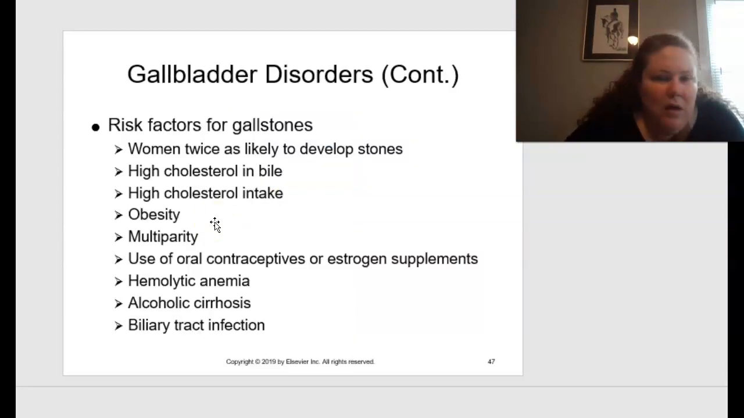Continuing on with gallbladder disorders, the risk factors for gallstones are: women are twice as likely to develop stones. You have high cholesterol content in the bile because you have a high cholesterol intake. These can also be caused by obesity, multiparity, use of oral contraceptives or estrogen supplements, hemolytic anemia, alcoholic cirrhosis, as well as biliary tract infections.